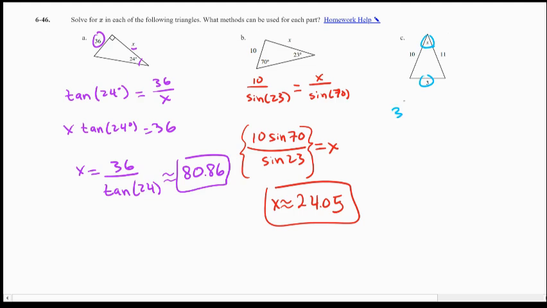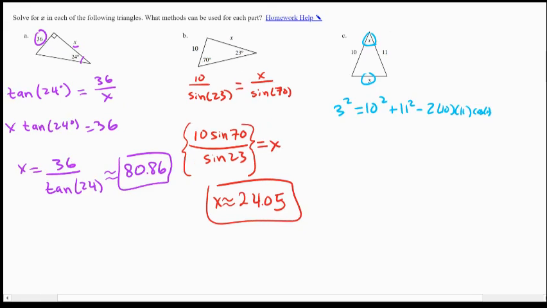So when I do that, I should get 3 squared equals 10 squared plus 11 squared minus 2 times 10 times 11 times cosine of my angle. I'm running out of room. Cosine of my angle, which is x. And so this one, as I do a little bit of math here, 3 squared is 9. 10 squared is 100 plus 11 squared, which is 121, is 221. 2 times 10 times 11 is 220.